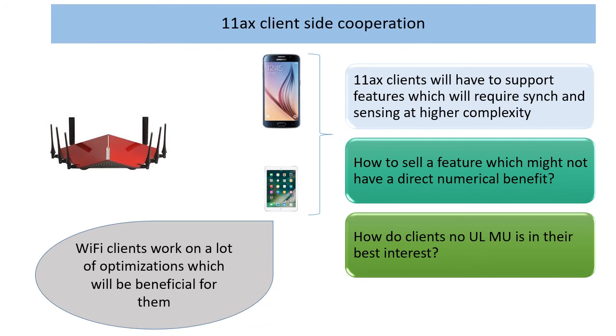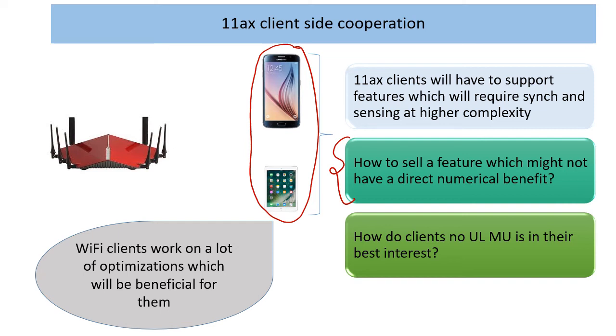If you look at it from the client side, why should they implement all the fancy things in 11ax when there is no direct benefit for them, because they can't put something in a box with a numerical benefit? Yes, they can claim Wi-Fi 6, but if there are slightly more conscious customers, they might ask, what does Wi-Fi 6 bring to the table? In fact, that is something that I will talk about in the next part.